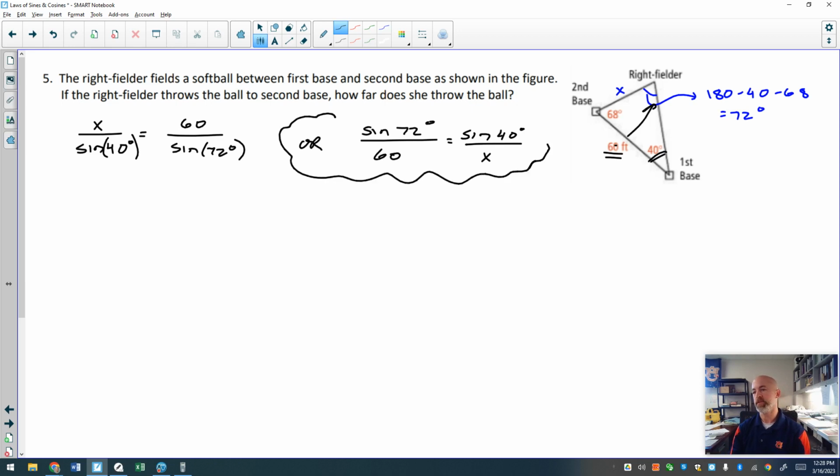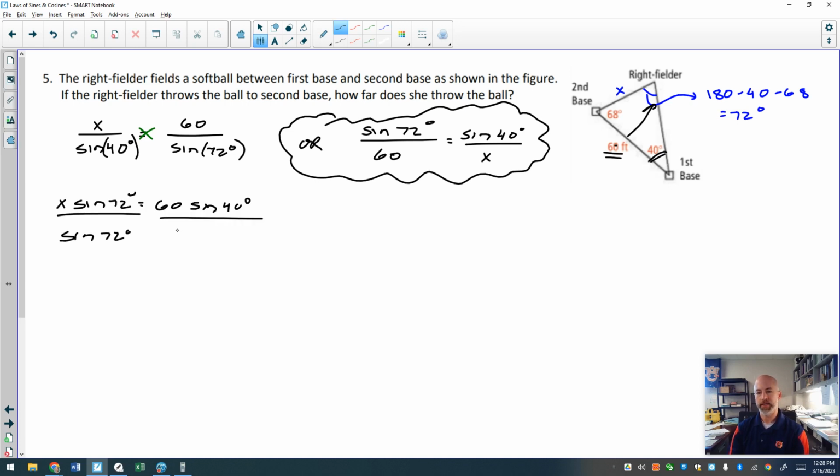So I'm going to finish solving this one. Over here, we'll cross multiply, and I'll have x times the sine of 72 is equal to 60 times the sine of 40, and then we'll divide by the sine of 72.